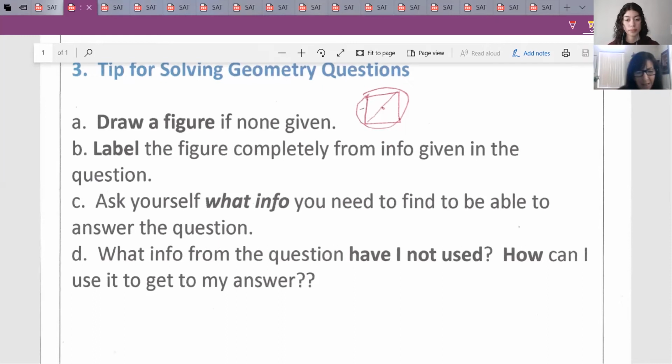So you might think that seems pretty straightforward, but truthfully, in the speed of the test, you go, wait, I haven't used the fact that X is greater than Y or something of that nature. Then you go, I better apply that because that's going to get me to my answer. Okay, so those are the tips for our geometry and trig, and now we'll go straight to the questions.